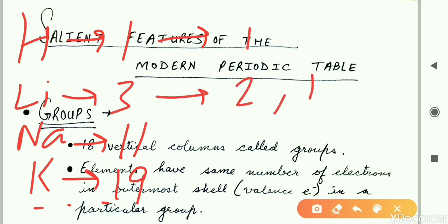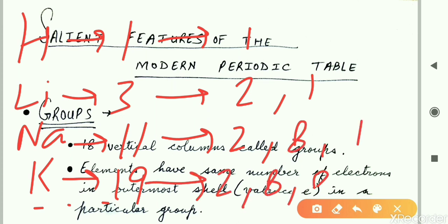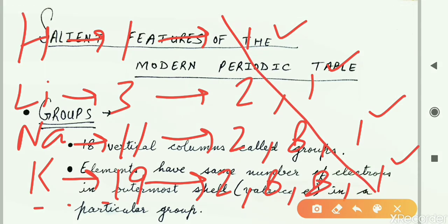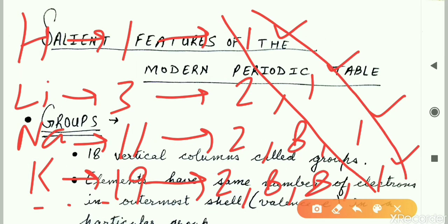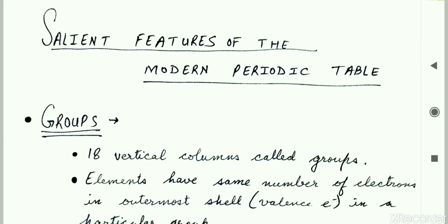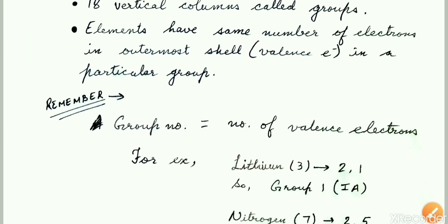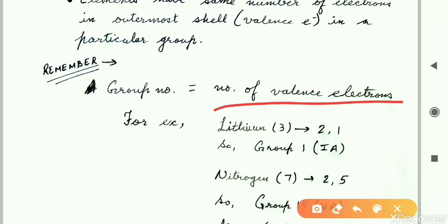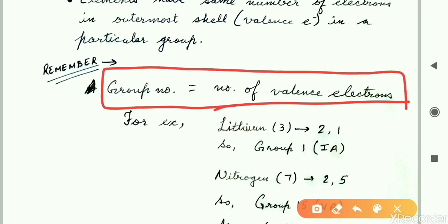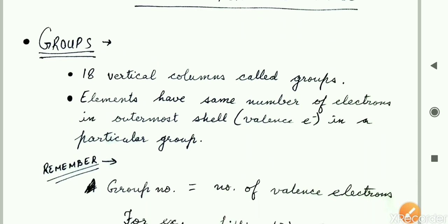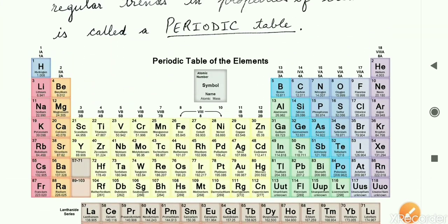If you write the electronic configuration, K, L, M shell and so on, then what will it come to? 2, 1; here it is 2, 8, 1; here it is 2, 8, 8, 1. Now you notice here the last number of electrons is always 1, that is the valence electron. So in a particular group, the number of valence electrons is always the same. So this is giving us a new point as well. The number of valence electrons is the same for a particular group, and therefore it will also indicate the group number.